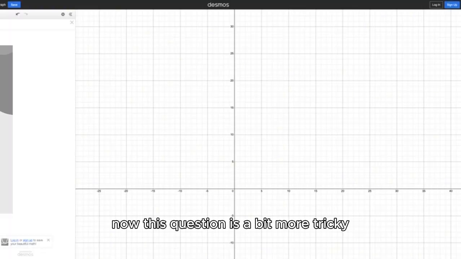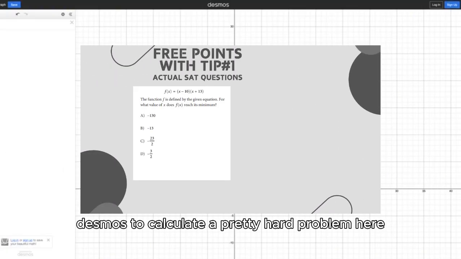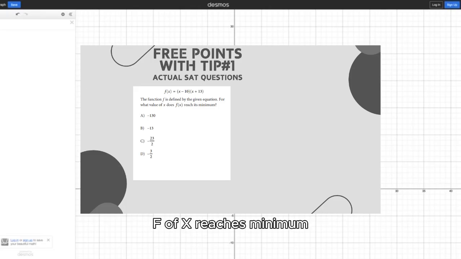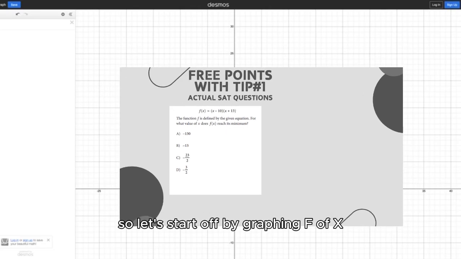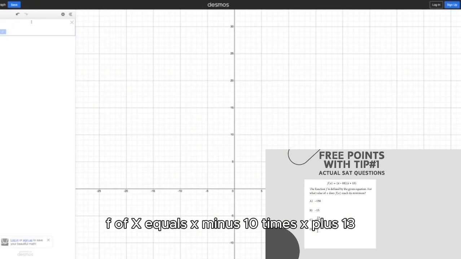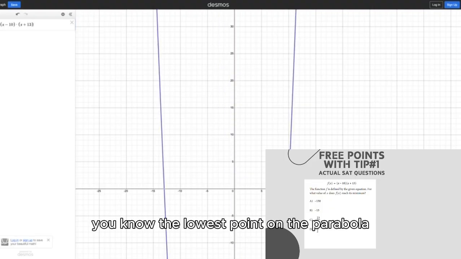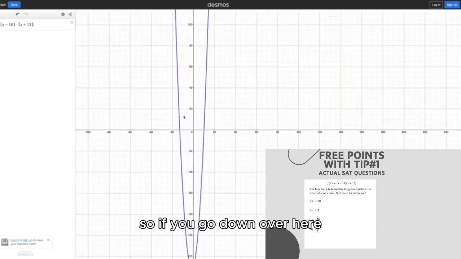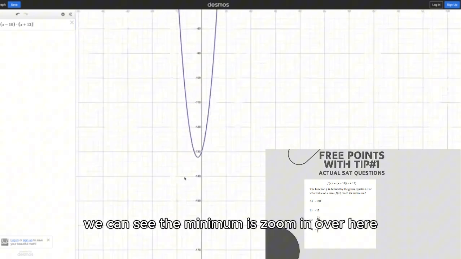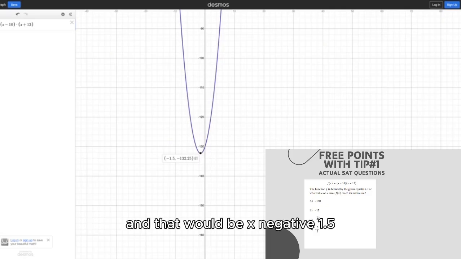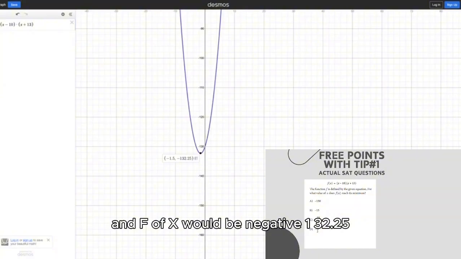Now, this question is a bit more tricky. We're going to use Desmos to calculate a pretty hard problem here. So we're tasked to see at what value of x f of x reaches its minimum. So let's start out by graphing f of x. F of x equals (x minus 10) times (x plus 13). And if you know anything about parabolas, you know the minimum is the lowest point on the parabola. So if we go down over here and zoom in, we got negative 1.5 comma negative 132.25. That would be x equals negative 1.5, and f of x would be negative 132.25.